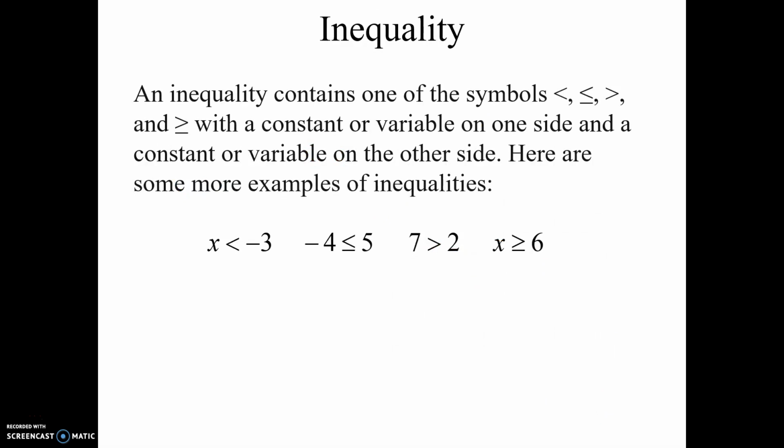Now, an inequality contains the symbols less than or equal to, greater than or equal to, with a constant or variable on one side, such as x or y or z, and a number on the other side. So here are some examples of inequalities. x less than -3, -4 less than or equal to 5, 7 greater than 2, x greater than or equal to 6. These are all examples of inequalities. We have a constant or a variable on one side and a constant or a variable on the other side.